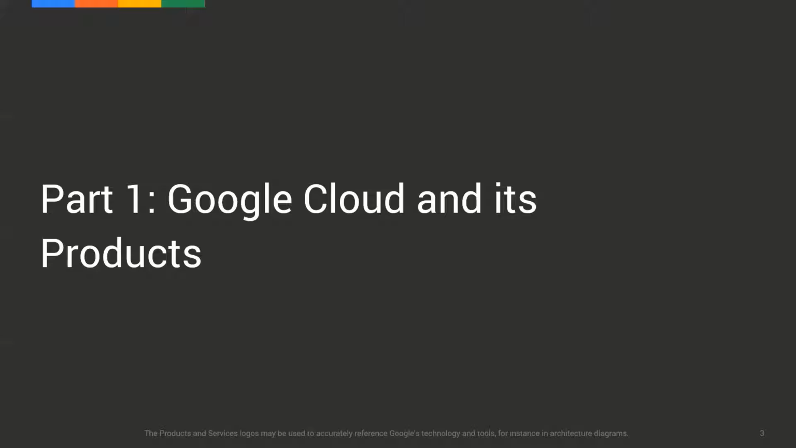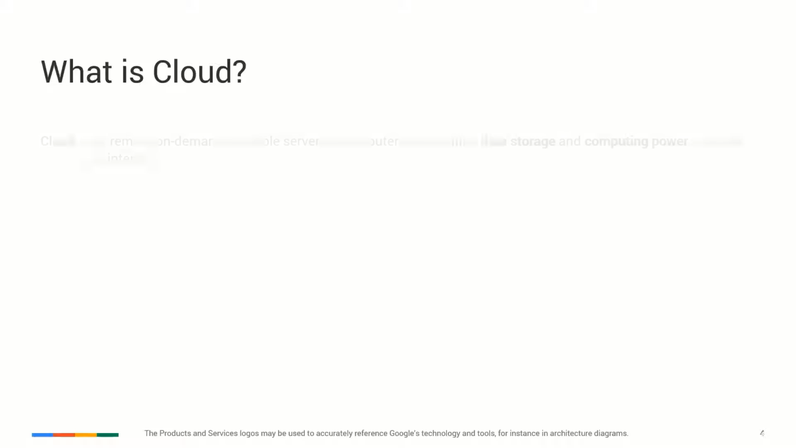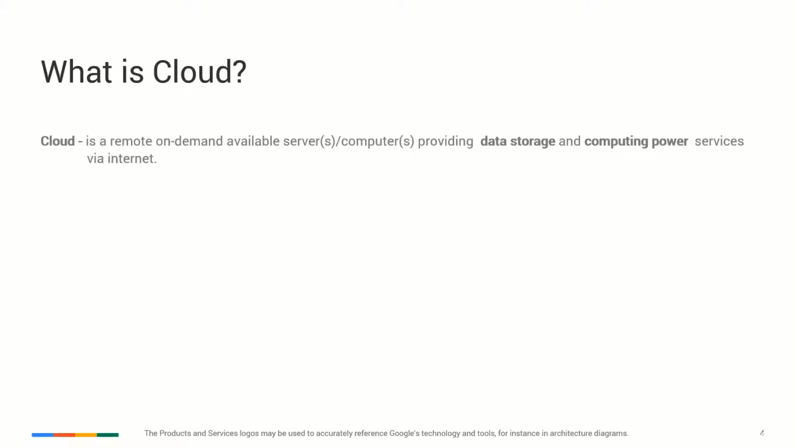Let's go with part one, Google Cloud and its products. So what is cloud in general? To give you a brief intuition, it's a remote on-demand available server or computer providing you with two basic services, data storage and computing power. Of course, via internet.